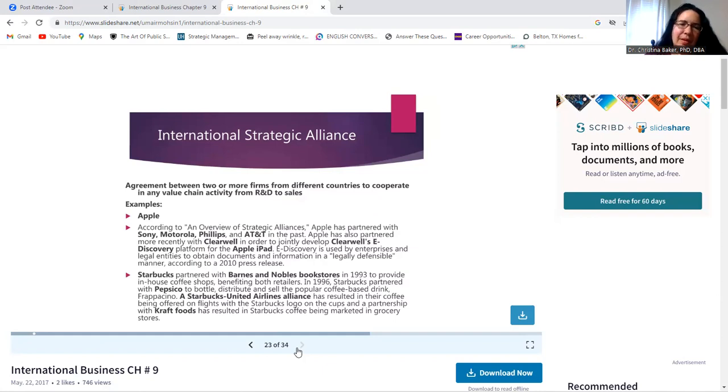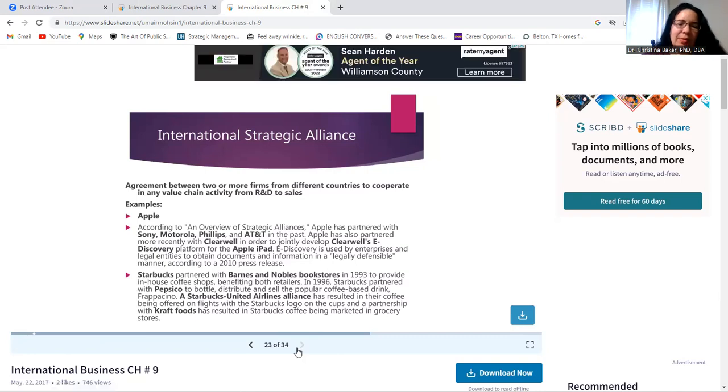An example is Apple. According to an overview of strategic alliances, Apple has partnered with Sony, Motorola, Philips, and AT&T in the past, and more recently with Clearwell in order to jointly develop Clearwell's e-discovery platform for the Apple iPad. E-discovery is used by enterprises and legal entities to obtain document information in a legally defensible manner, according to a 2010 press release.